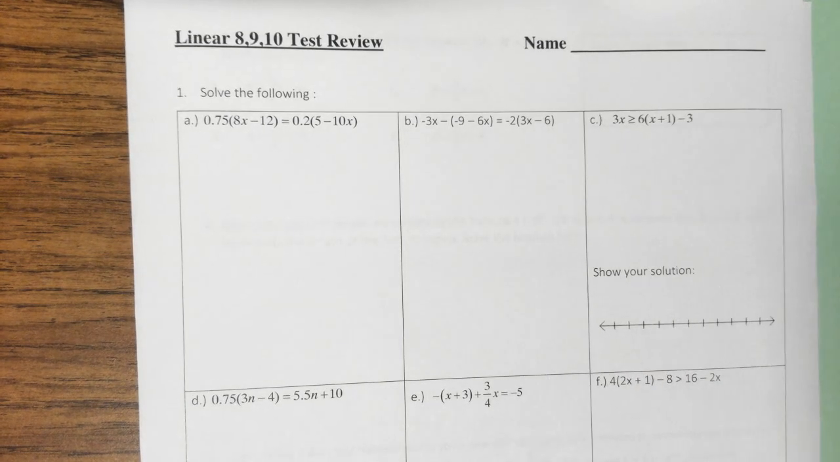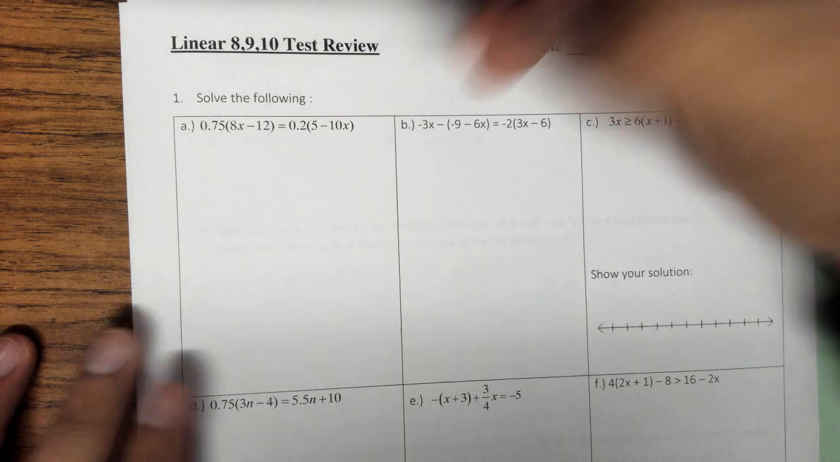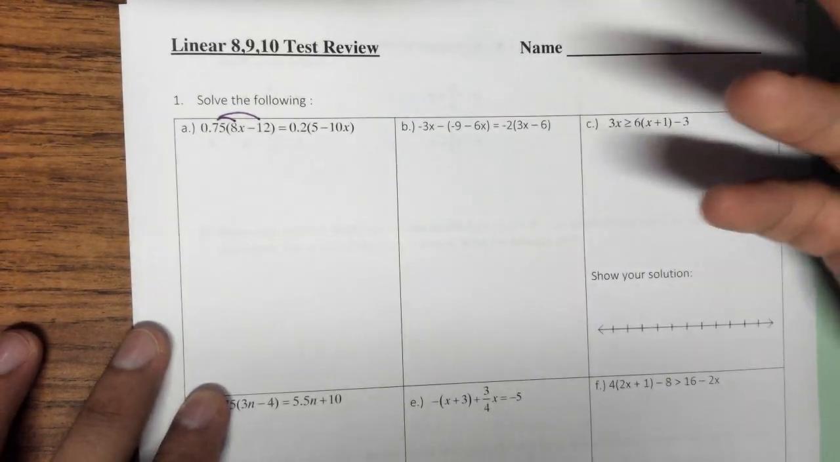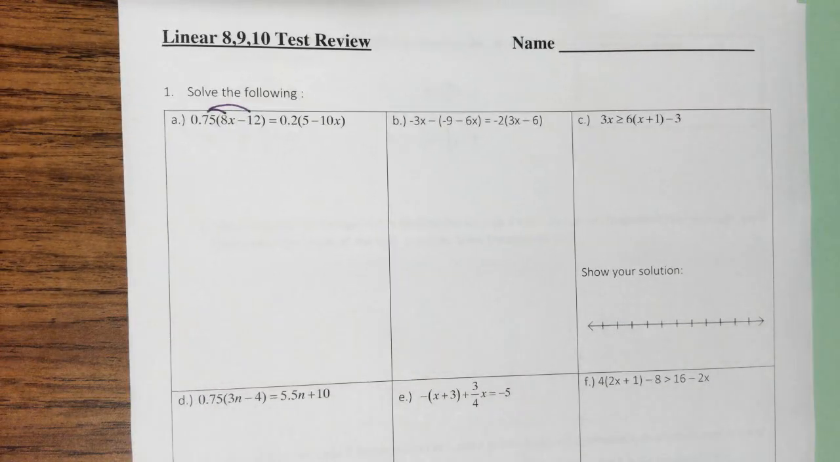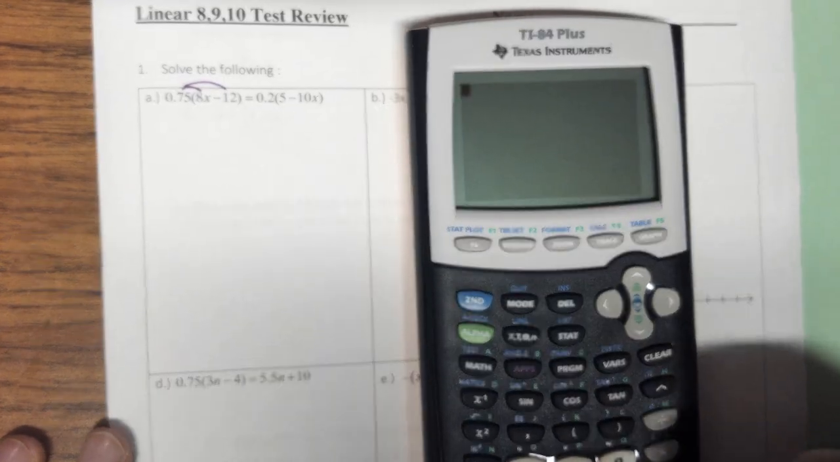Okay, so simple solving. I see that I have x, I don't have any y's, so this is just simply solving for x. First step anytime we have parentheses is to distribute. So we want to start off by distributing that. You can type these into your calculator, which I have my calculator here.